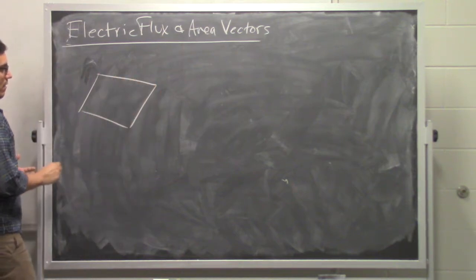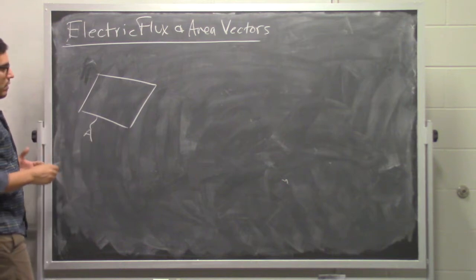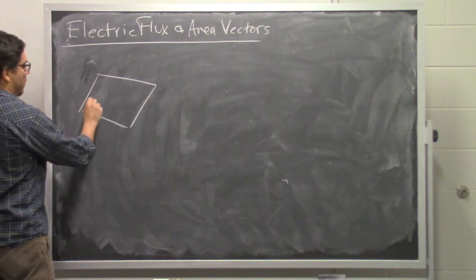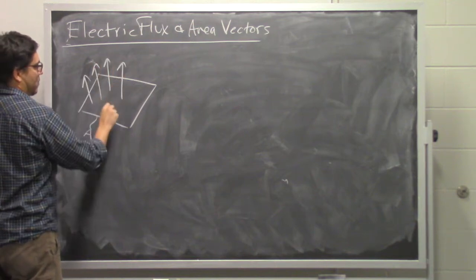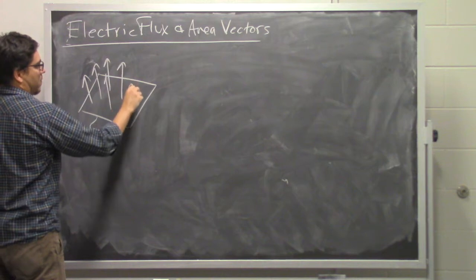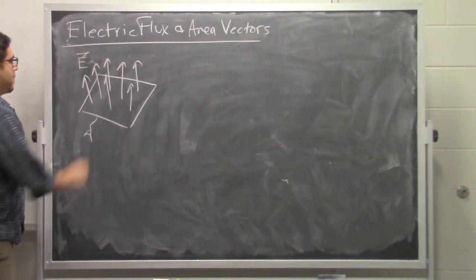And so over that flat area, which has a total area A, there might be some electric field that we can measure on the surface. And so maybe that electric field looks like this. That is, these are the individual field vectors at every observation location. And so maybe they look like that.